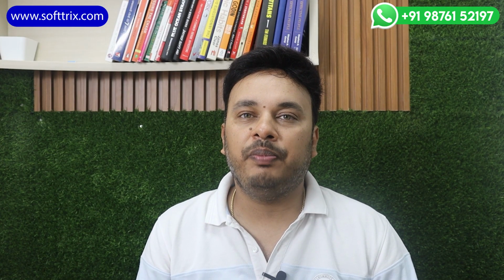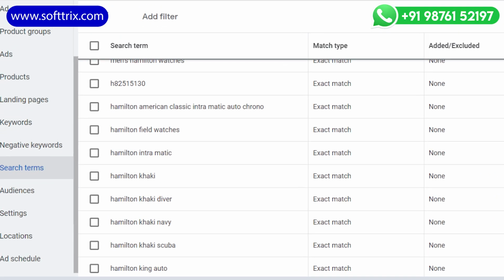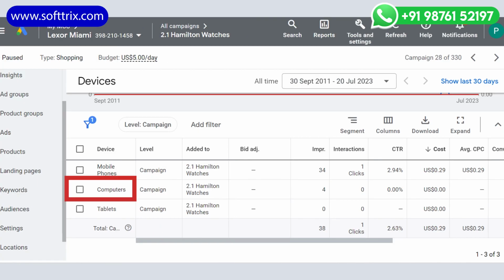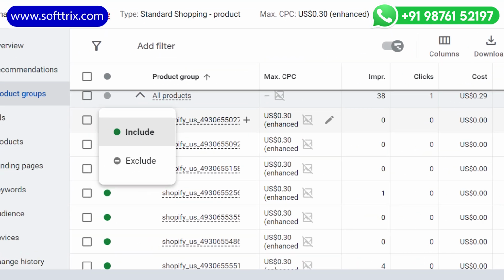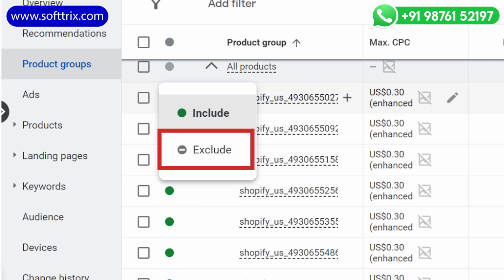In the standard shopping, we are able to see the search terms of the visitor. We can control the bidding on computers or on mobile phones or on tablets. Also, we can include or exclude the products based on their performance.